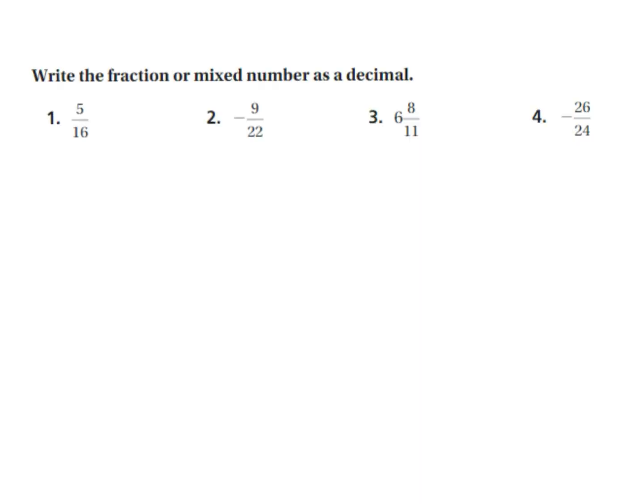For questions 1 through 4, it says write the fraction or mixed number as a decimal. Our only option for this is long division because none of these fractions have denominators that we can turn into 10, 100, or 1000. So the top number always goes inside.